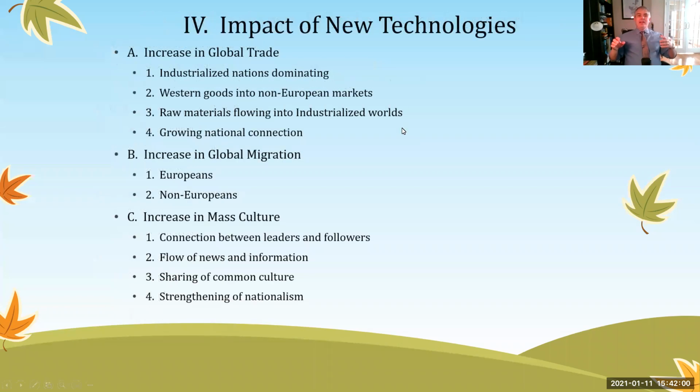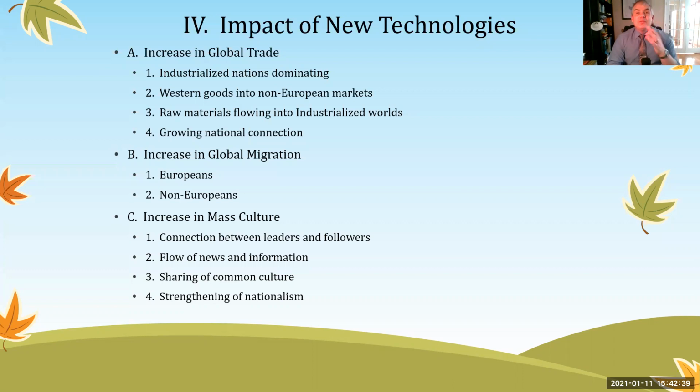And I don't think it's very hard to figure this out. One, you have an increase in global trade. The industrialized nations, Europe, Japan, and the United States, are going to dominate this. It's their goods that are spreading out throughout the globe. So it's Western goods going into non-European markets, going into Africa, going into Asia. Those are the goods flooding the markets. Why? Because they're cheap, and because Western governments in particular are setting up policies that favor their businesses and their industries.